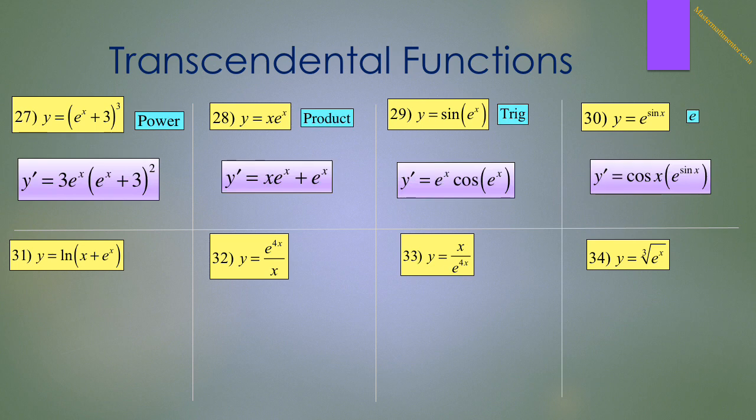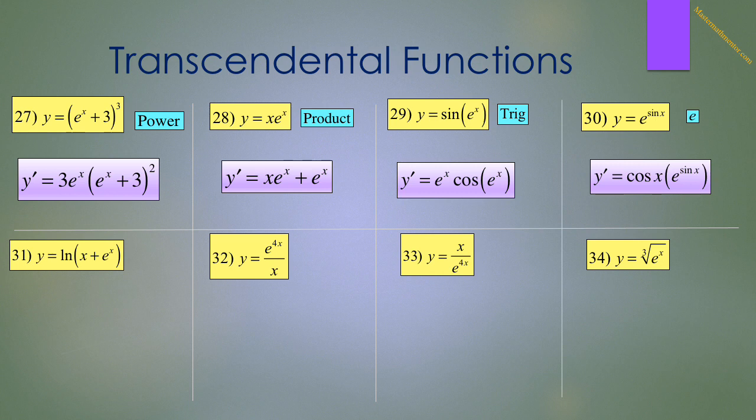27 reads quantity e to the x plus 3 quantity cubed. This is a power rule. So we have 3 quantity e to the x plus 3 quantity squared times the derivative of e to the x plus 3, which is e to the x. Final answer, 3 e to the x quantity e to the x plus 3 quantity squared. 28 is a simple product rule. So we have y prime equals x times e to the x plus e to the x times 1.